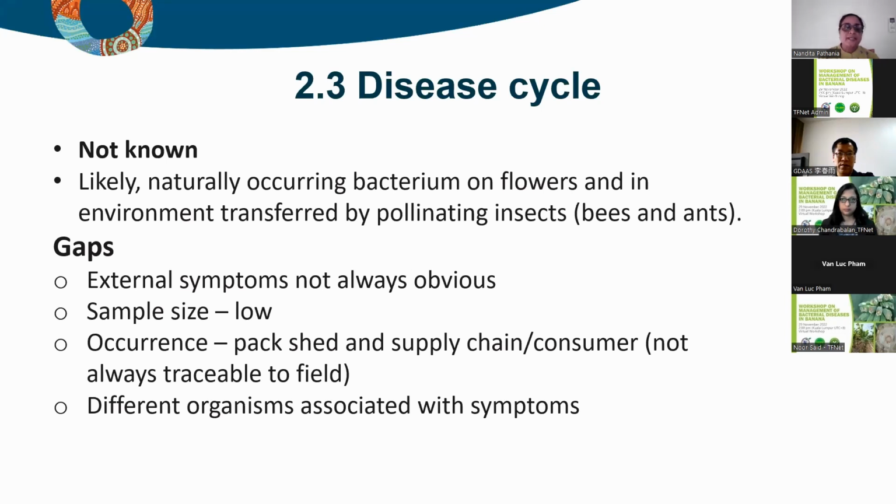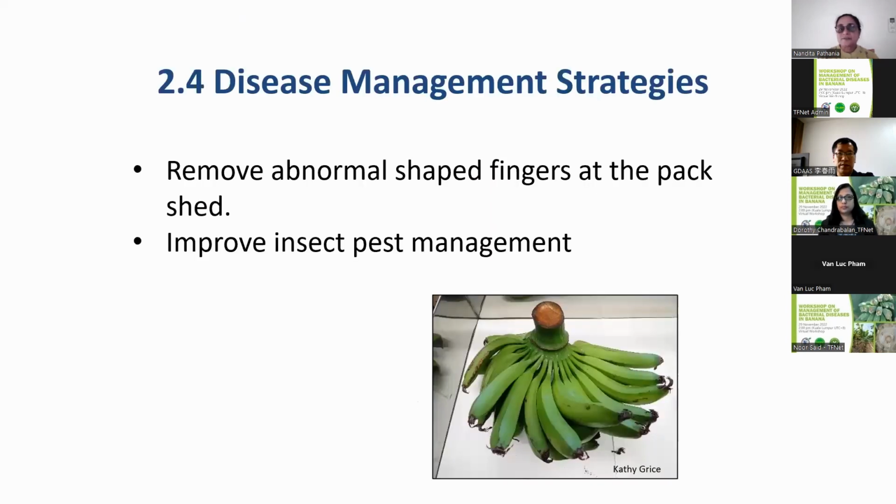The main point is that the different organisms associated with the symptoms need further study to confirm the major cause or the epidemiology of this disease, to better devise management strategies. At the moment, removal of abnormally shaped fingers at the pack house shed and improving insect pest management may reduce this quality trait, which has a direct impact on consumers.